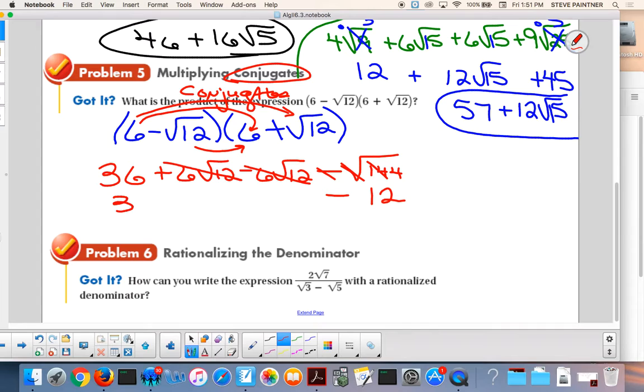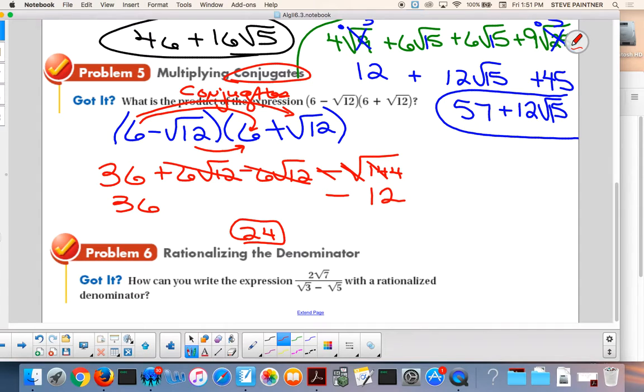Okay? 36 minus 12, 24. Okay? So here's the question. What happened when you multiply conjugates? You get a number. Yes, you do get a number. And the number is a rational number. A rational number is just a number that can be written as a fraction. 24 is 24 over 1. So what happened? When you multiply conjugates, the radicals disappeared. So important. You got to know that.